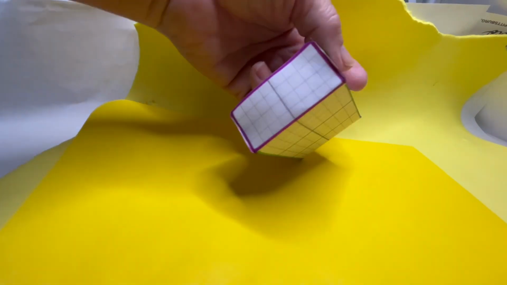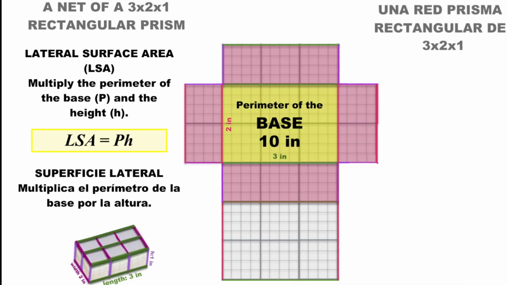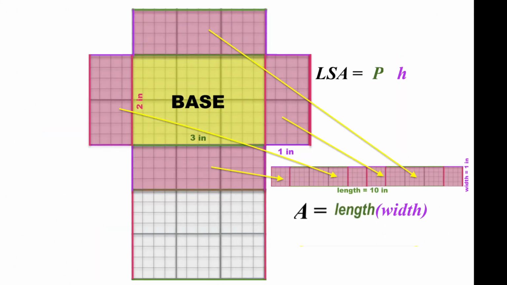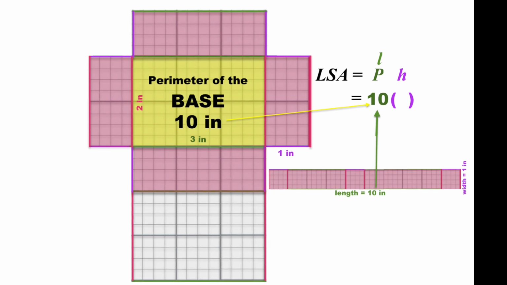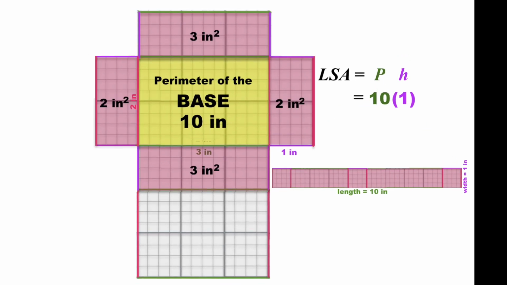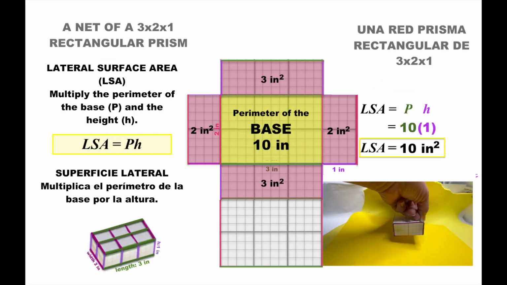Lateral surface area is the perimeter of the base times its height. Notice how each of the lateral sides form a rectangle. The lateral surface area measures 10 square inches.